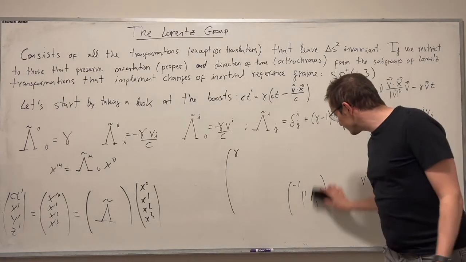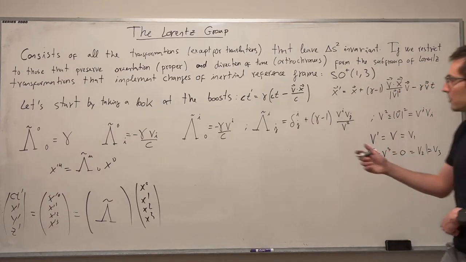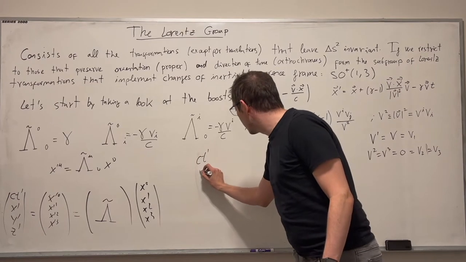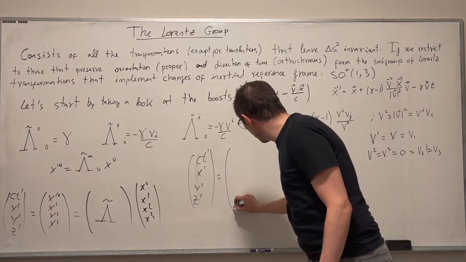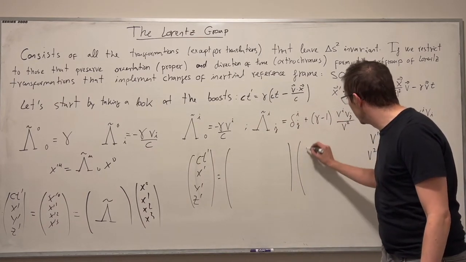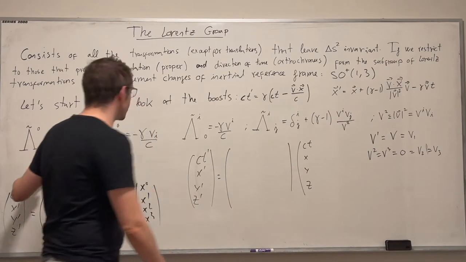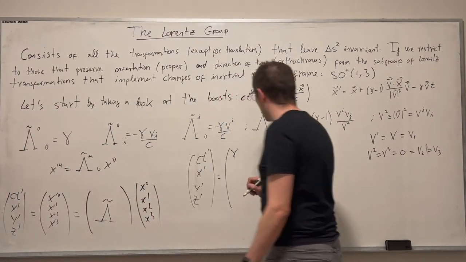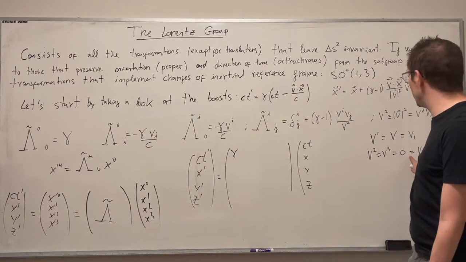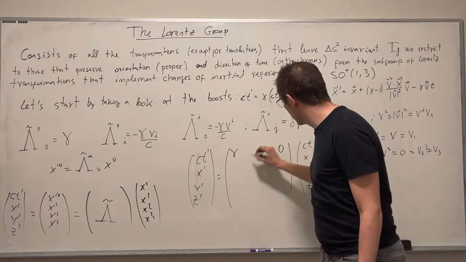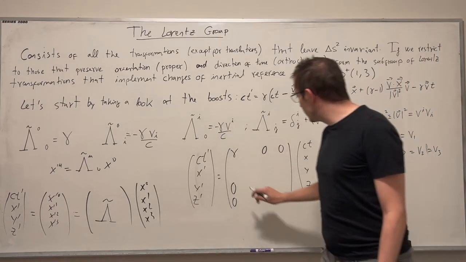All right, so let's compute the transformation that we have in this case. So let's compute the matrix. That would be ct prime, x prime, y prime, z prime equal to some 4 by 4 matrix times ct, x, y, z. Very easy. Let's put it here. The 0,0 component, we already saw, was gamma. Wonderful. What about the 0i components? Well, the 0,2 and 0,3 have v2 and v3, which are 0. So those ones I can already write here, and also here, since this matrix is symmetric. You can tell.